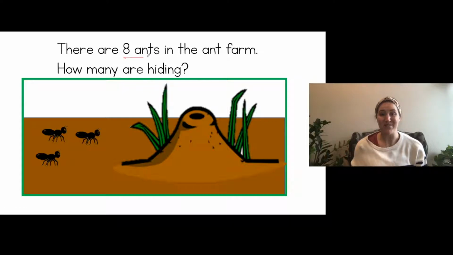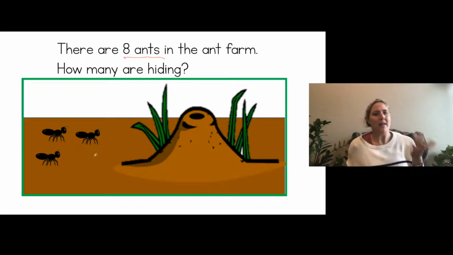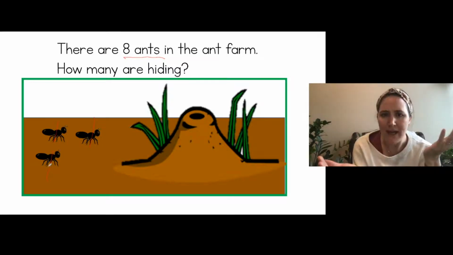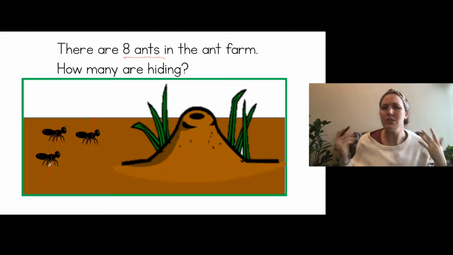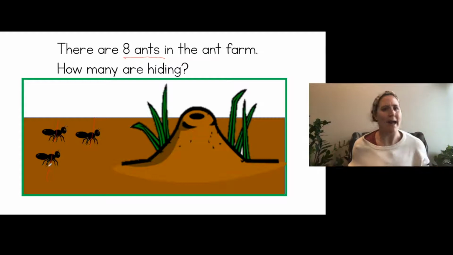Okay, this time, how many ants are supposed to be in that ant farm? There's supposed to be 8 ants in the ant farm, and we need to figure out how many are hiding. Well, let's think. How many do you see? Do you just know by looking, or should we count? Let's count. 3. So there are 3 ants in the ant farm. How many are hiding behind that hill? Because there's supposed to be 8 and we only see 3. How many are in the missing group?